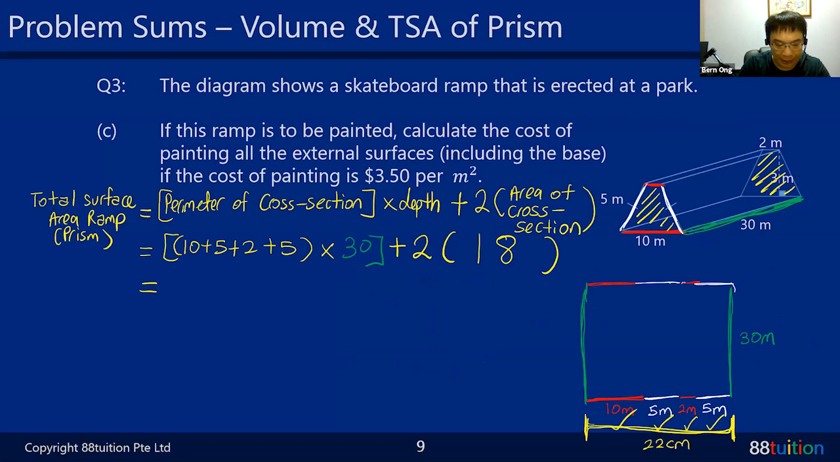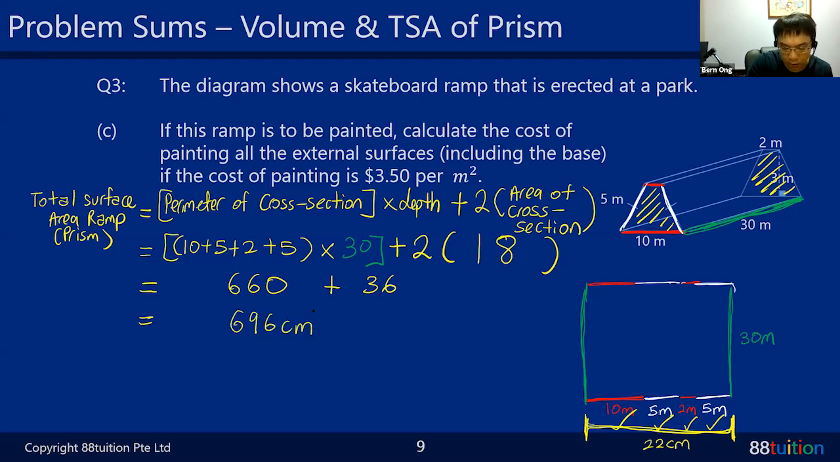So you calculate 10 plus 5 plus 5 plus 2 is 22. 22 times 30. This portion will be 660. Plus what? 2 of 18. 2 times 18 is 36. So 660 plus 36. Answer will be 696. Yeah, that's the answer.